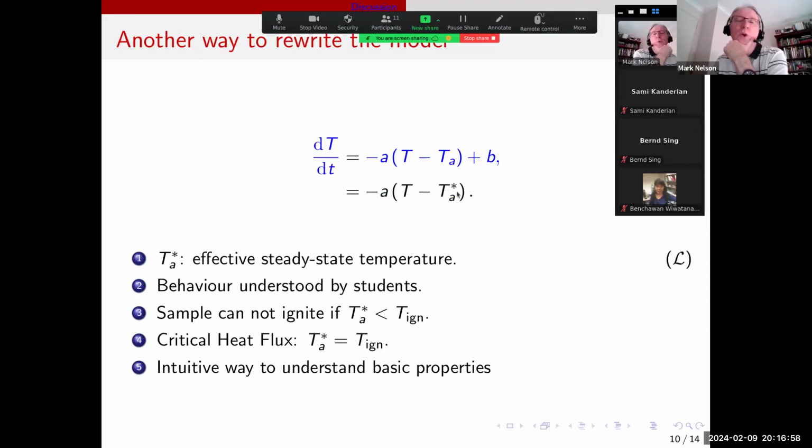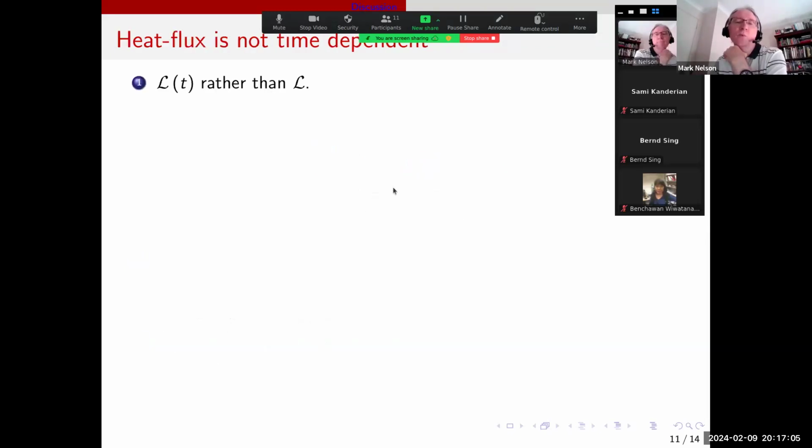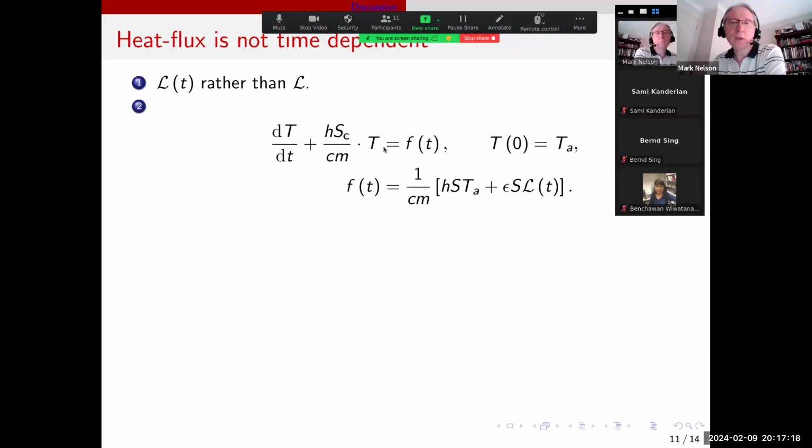And maybe if I was teaching first year engineering students, I would give them the equation in this form to begin with. So up to now, I've been talking about the fact that the heat flux is constant, and in the cone calorimeter, it is constant. But people have been interested in doing experiments and models when the heat flux is not constant. And when the heat flux is not constant, I can rewrite my equation in this form.